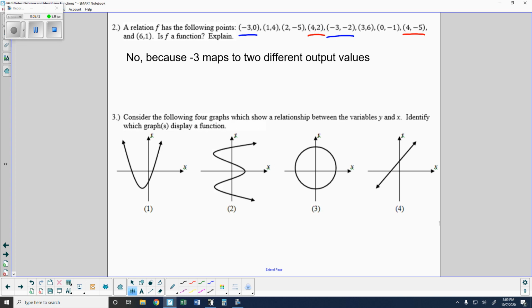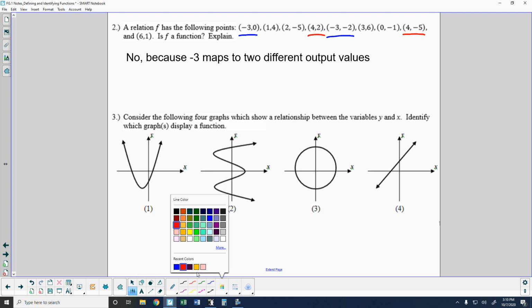Now let's take a look at problem number 3. In problem number 3, we're actually viewing some graphs. It says consider the following 4 graphs which show a relationship between variables y and x. Identify which graph displays a function or graphs. It could be more than one. So if I take a look at the graphs here, we have a test to help us identify if this is going to be a function. If each input has exactly one output that it is mapped to.